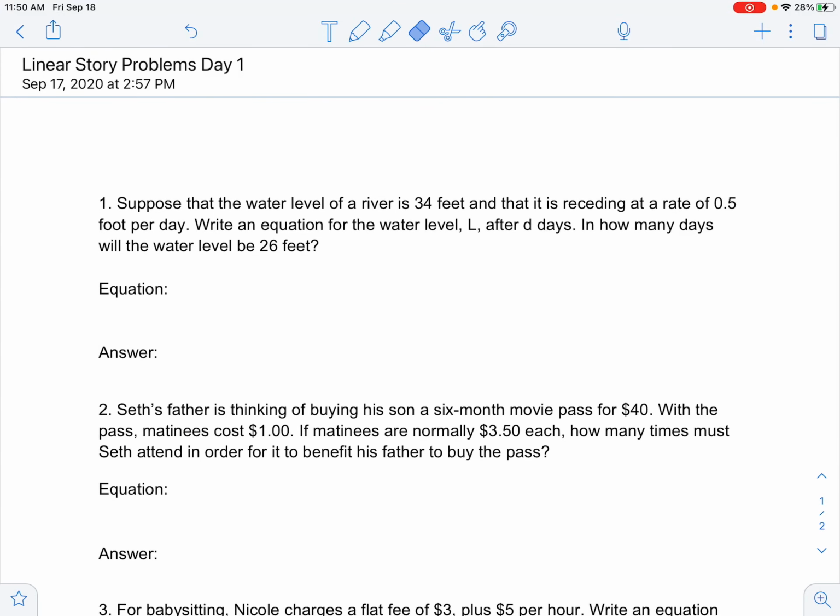Today we're going to look at linear story problems. We are going to spend 2 days on this. So today we're just going to do 4 examples and see where we are after that. So let's look at number 1.